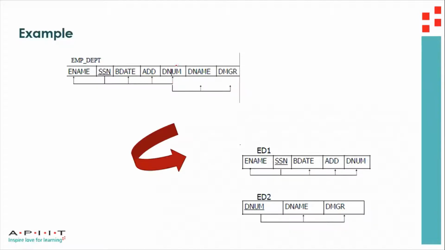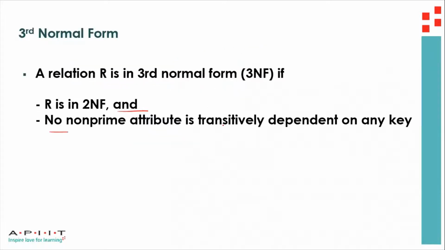Now, department number is not related to the primary key. It is not a prime attribute. You can see here we have only one prime attribute, which is the SSN. So the department number is also a non-prime attribute. Now the department manager and the department name, those two are also non-prime attributes. So non-prime attributes are depending on another non-prime attribute. That's very unfamiliar, right? So these dependencies are known as transitive dependencies. That's the name.